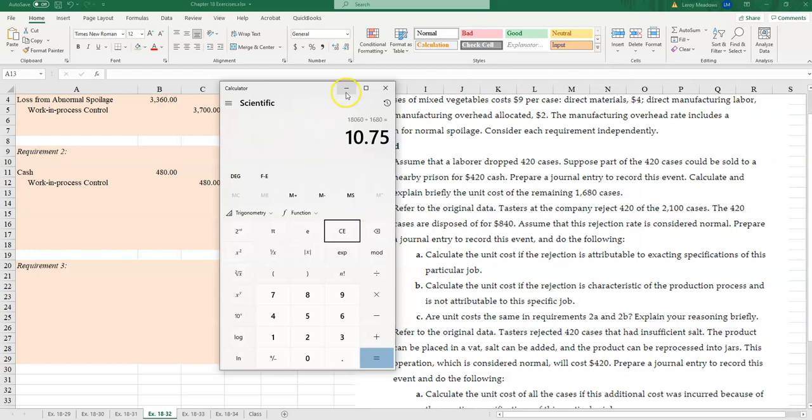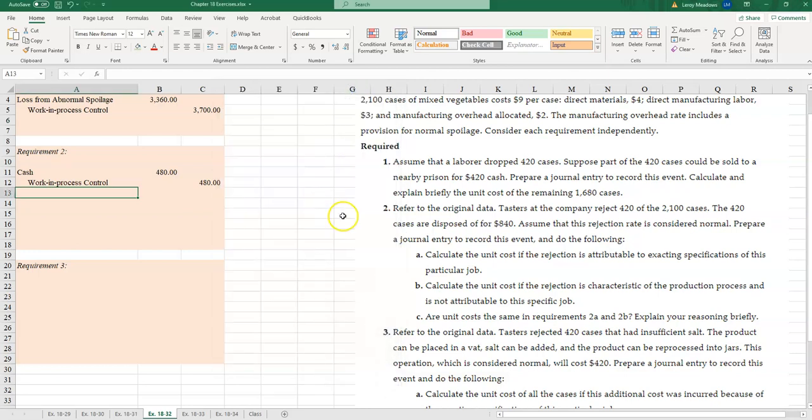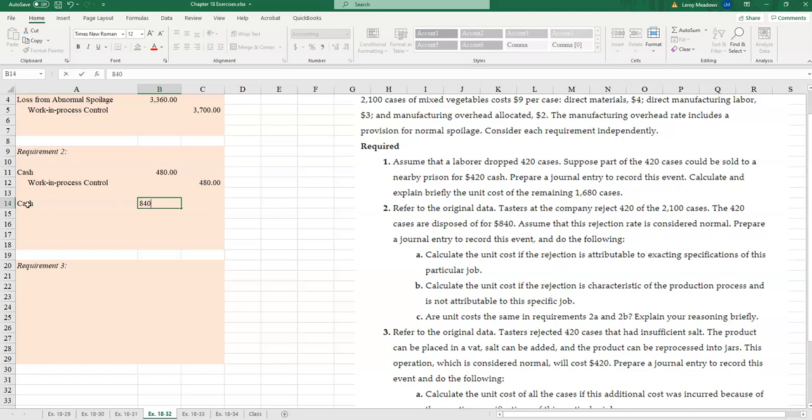Now in 2B, we're asked to calculate the unit cost if the rejection is characteristic of the production process and is not attributable to the specific job. So let's take a look at a journal entry first. What would I do? Well, of course, I'm going to debit cash for the amount we receive of $840.